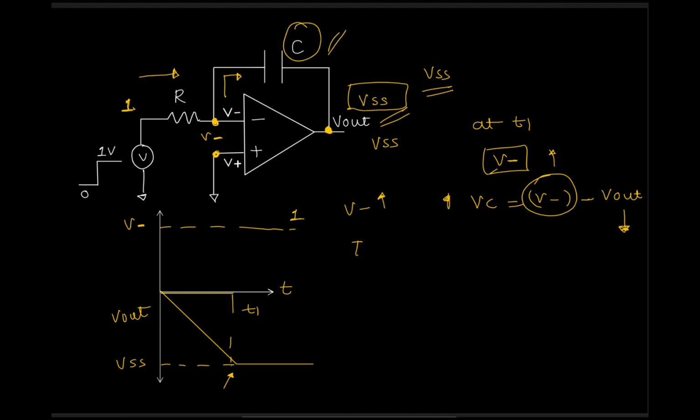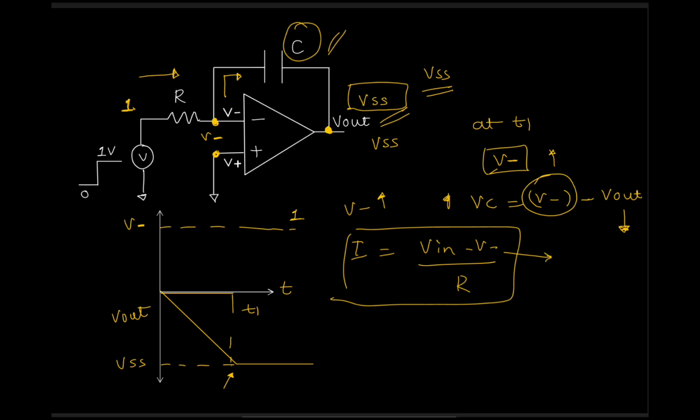It depends on the current. So current is V in minus V minus. Now the current is also changing because V minus is increasing. If V minus is increasing, the current is decreasing. If current decreases, the rate of change of the voltage also decreases. So this gives us our famous curve, the exponential curve.